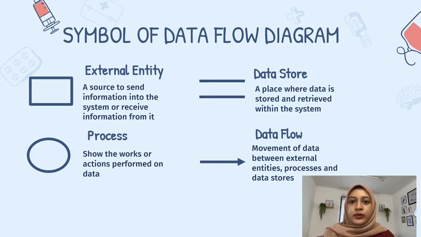The second one is the circle, which indicates the process. It shows the work or action performed on the data. The third one is two parallel lines above and below, which indicate the data store. It is a place where data is stored and retrieved within the system. And the last one is the arrow, which indicates the data flow. It is the movement of data between external entities, processes, and data stores.